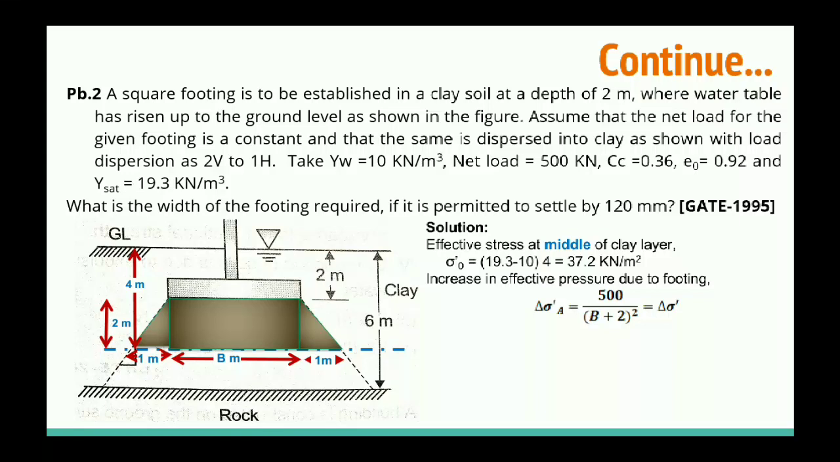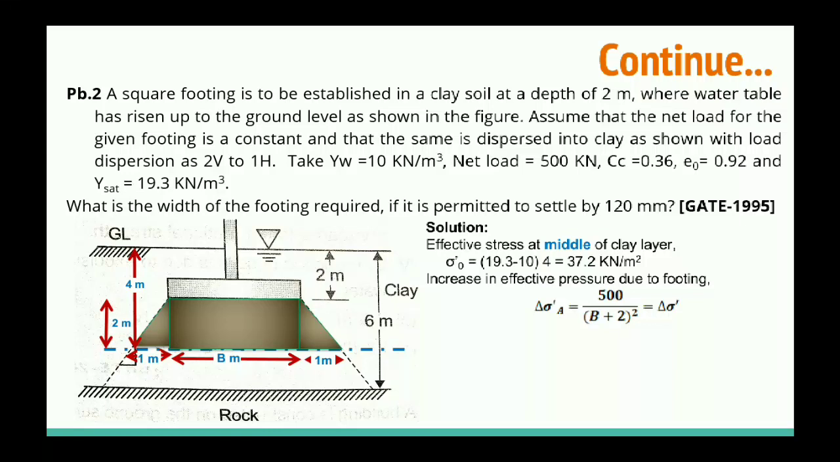Don't be confused about whichever layer I'm talking about. You don't just take half of the layer; you have to see where the footing is placed and where we are calculating. In this case, the depth of the footing is 2 meter, and the clay layer is 4 meter below the bottom of the footing. So we have calculated the clay layer below the footing, and in between we have to take the middle. Then we can calculate using the relation (B plus Z) whole square.